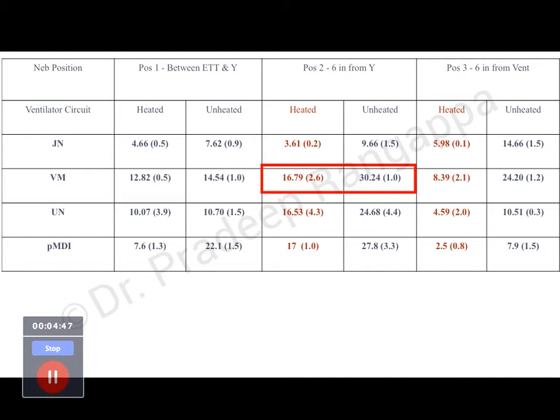As you see, the maximum deposition is when you remove the heated humidification, because obviously when you are nebulizing, our expectation is you remove the HME or heated humidification. So when the heated humidification is removed, the maximum deposition was seen from position 2, which was 6 inches from the Y connector.